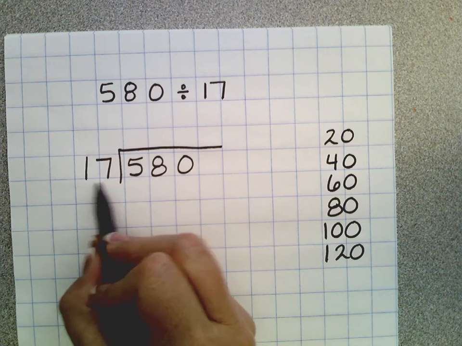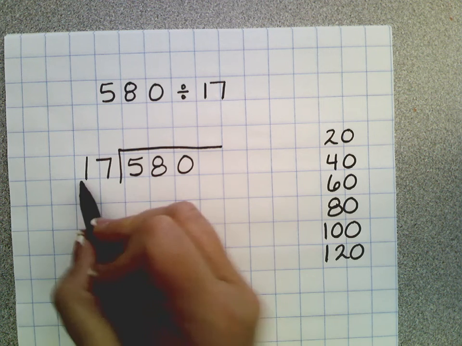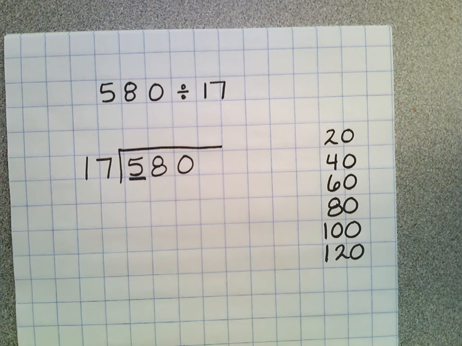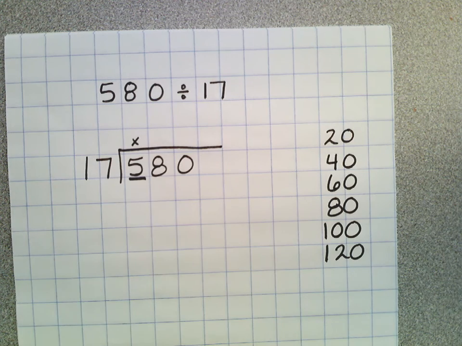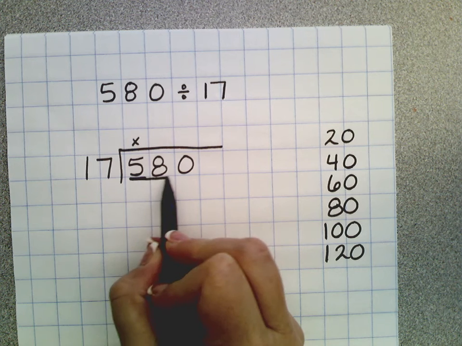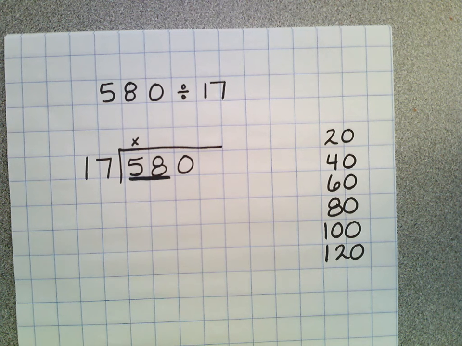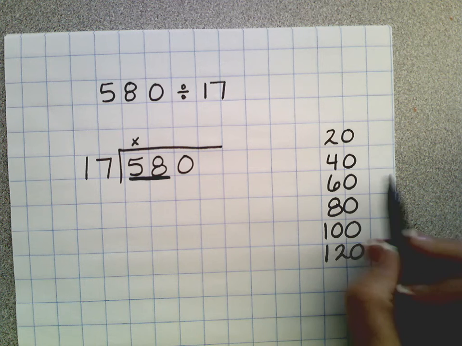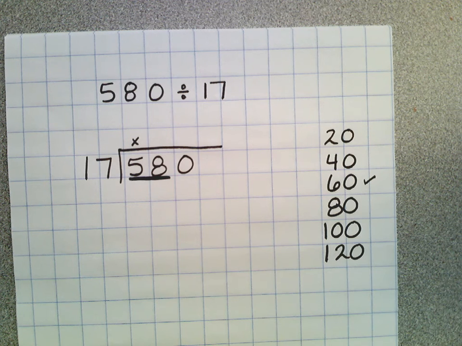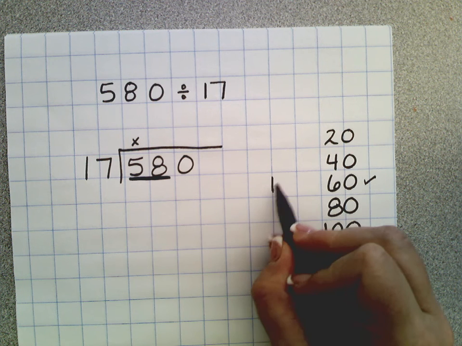So I'm looking at the number 17, not 20. 17. Can it go into 5? No, because our very first one would be about 20, so that's a no. So then we're going to go to the second digit. Can 17 go into 58? It certainly can. And I'm looking over here, and I'm noticing that this one gets the closest, which would be 17 times 3. So we need to try that out and see if that works.